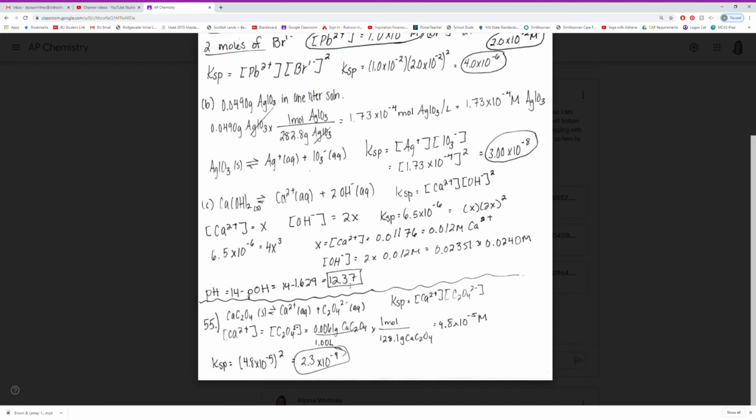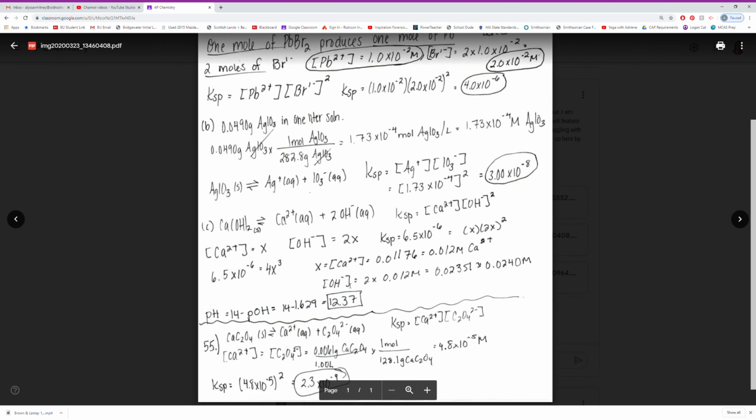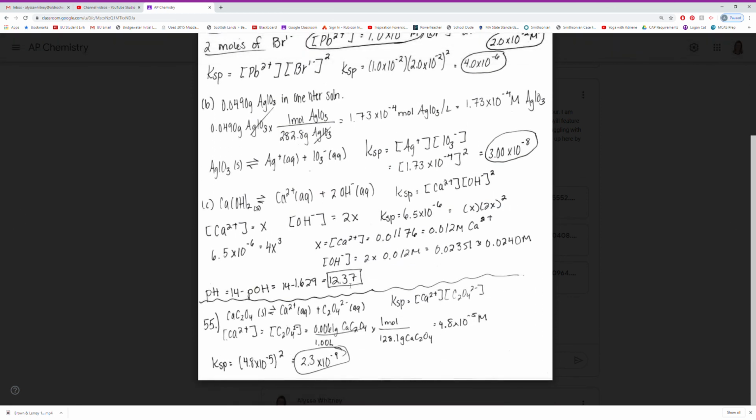Hopefully that answers your question for 53 and 55 also, because they're pretty much the same question. So go ahead and try 53 and 55, and those answers are in the back of your textbook, and see if you can get those answers from this guidance, and then just let me know if you're still having a problem.